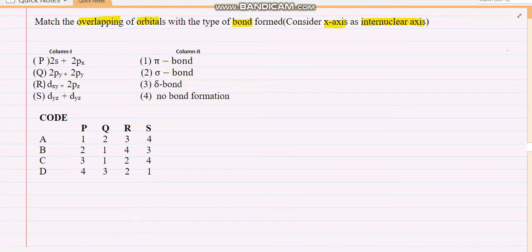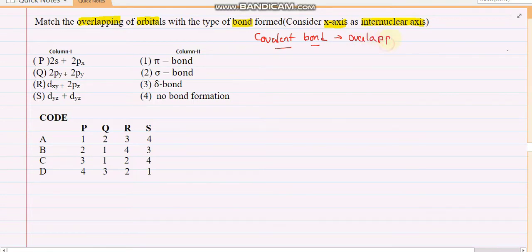Now what is the main concept involved here? The main concept they want to use is the covalent bond. So what do you mean by a covalent bond? When is a covalent bond formed? When the orbitals overlap, it results in sharing of electrons. So whenever there is sharing of electrons, it results in the formation of a covalent bond. It can be a sigma bond, pi bond, or delta bond.